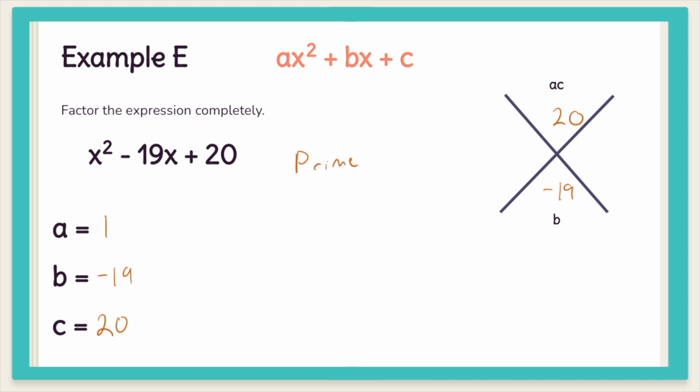So when we have a trinomial where we can't find any common factors or any factors that multiply a and c together and add to b, that is known as prime, and we just write the word prime. There's no more things to write. That brings us to the end of this question. It also brings us to the end of this set of notes and this video.